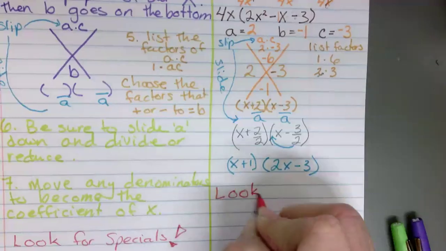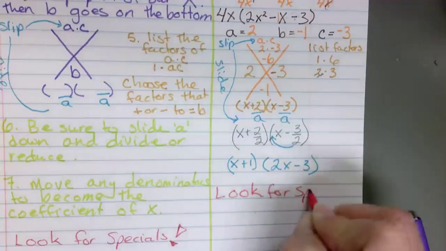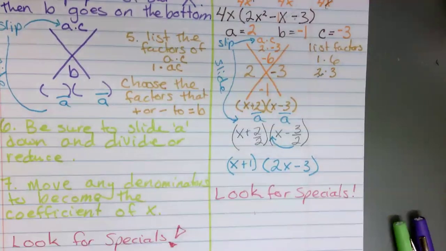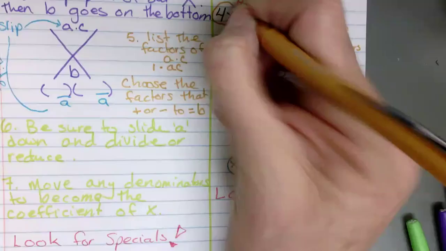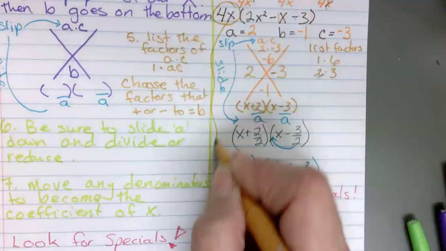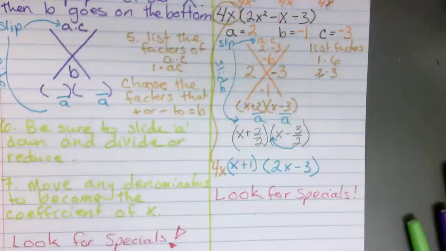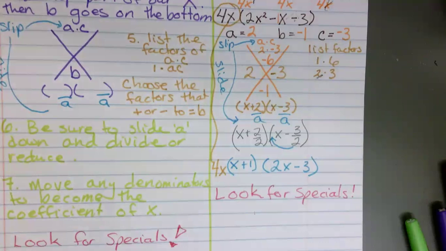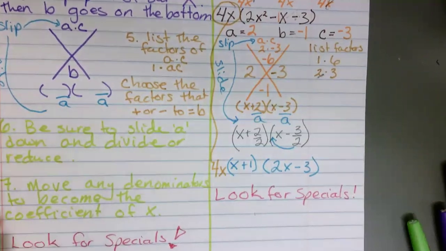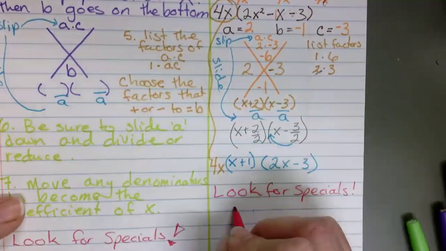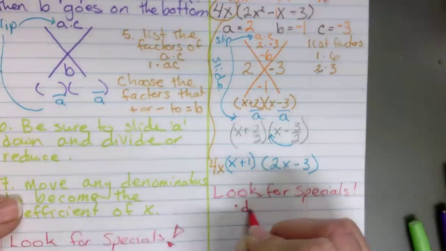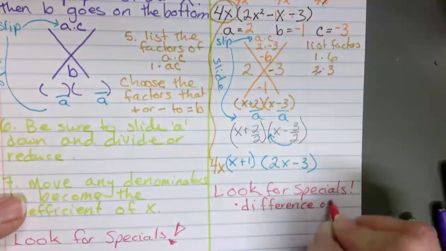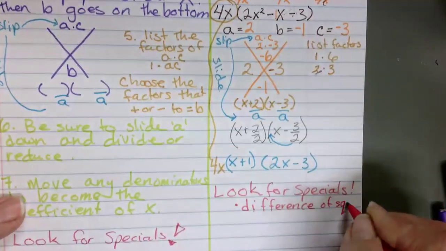And we're going to look for specials. This is also a good time to remember that 4x that we had way up there. So I'll put that right outside. We factored it out earlier. We don't want to lose it. So the specials we can have would be the difference of squares. So we've got difference of squares.